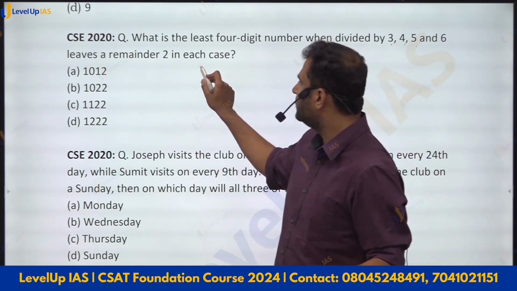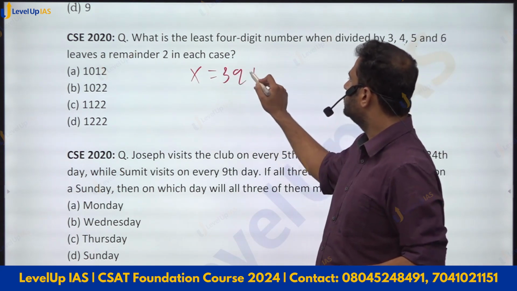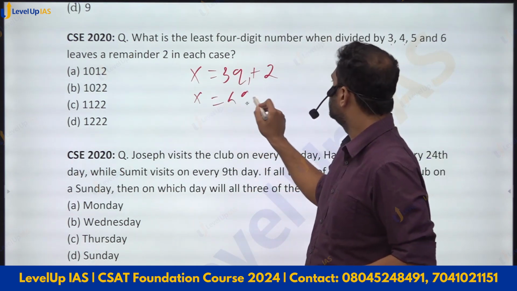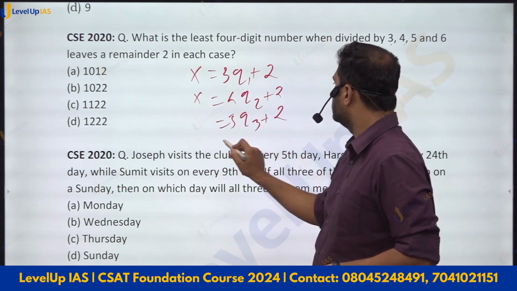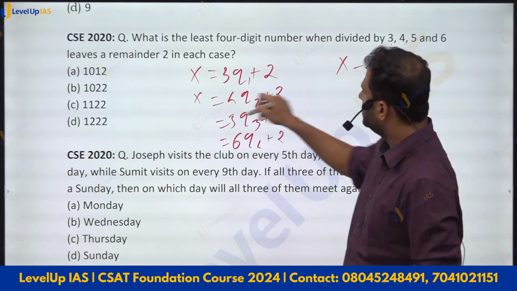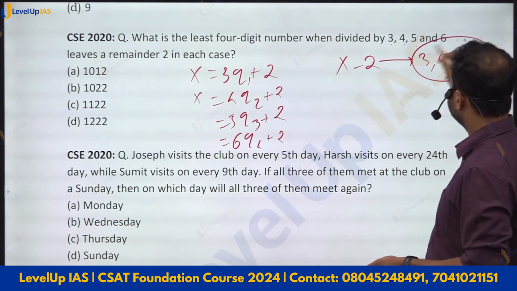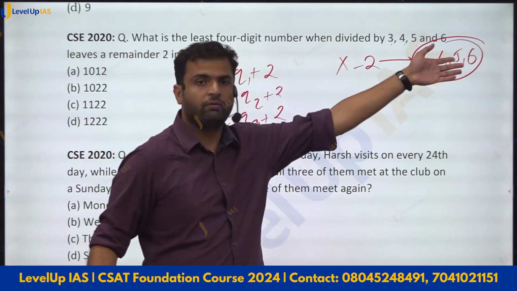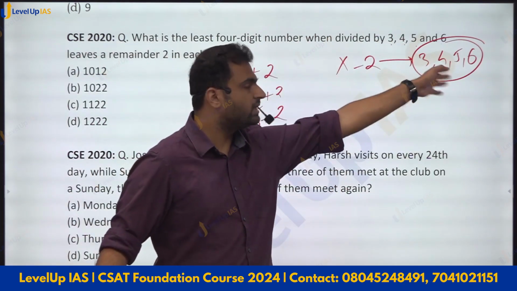So we have some number x, and we divide it by 3, then it leaves remainder 2: x is 3q1 plus 2, 4q2 plus 2, 5q3 plus 2, and 6q4 plus 2. So this number x minus 2 is in fact divisible by all the numbers 3, 4, 5 and 6. That is, x minus 2 is a multiple of 3, 4, 5 and 6.